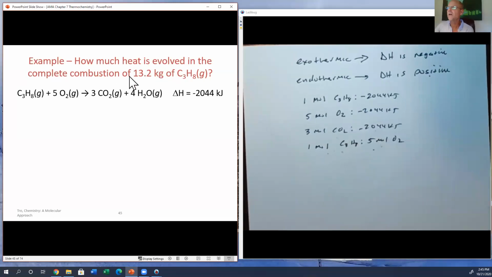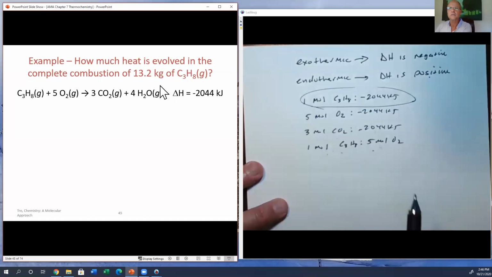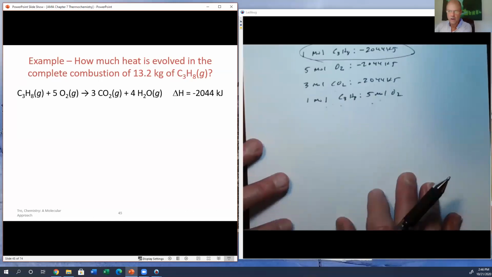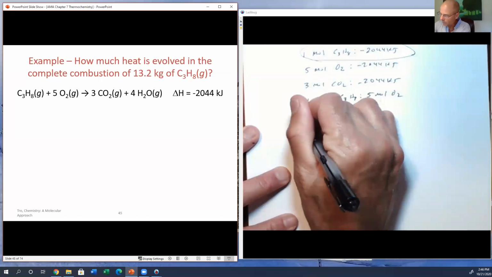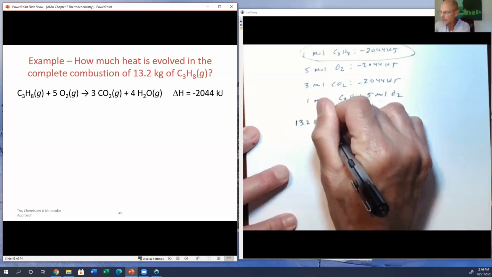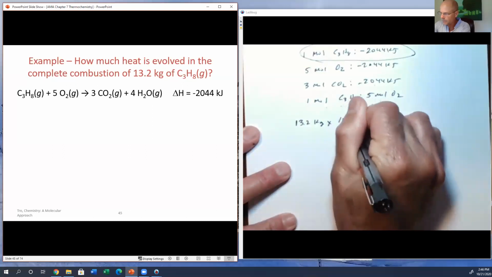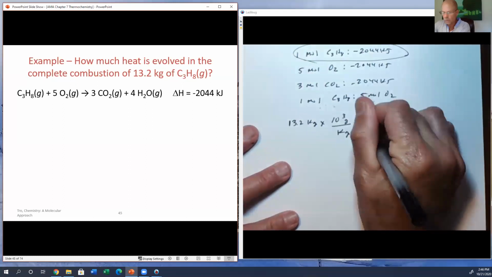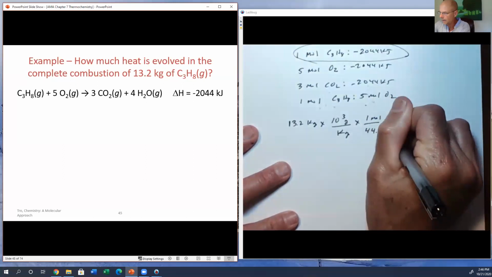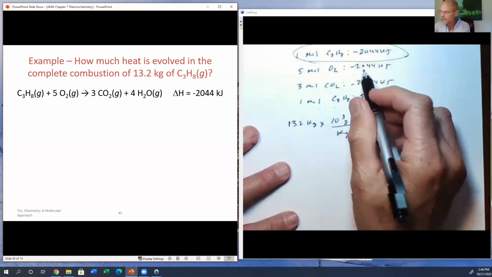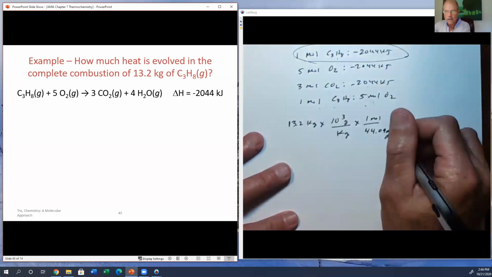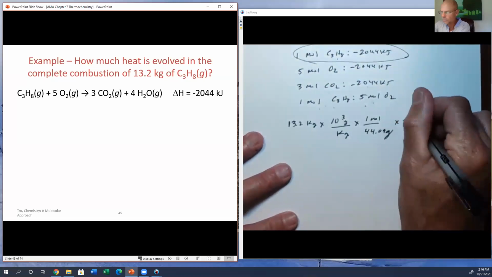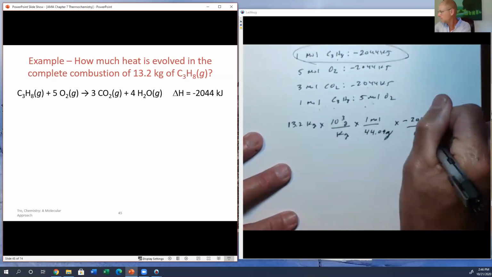So if we want to know how much heat is evolved in the complete combustion of 13.2 kilograms of C3H8, we've got to convert that to moles and then use this to convert to kilojoules, right? So we would write 13.2 kilograms times 10 to the 3rd grams per kilogram, times, and then we convert it to moles, 1 mole over 44.09 grams. That's the molar mass of C3H8, okay? And then times negative 2044 joules per mole.